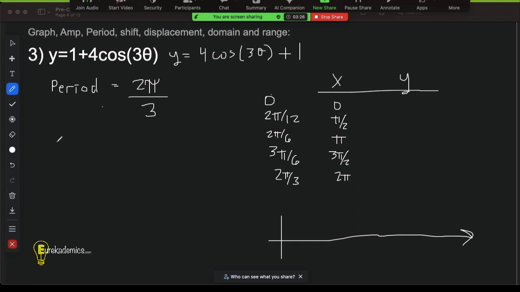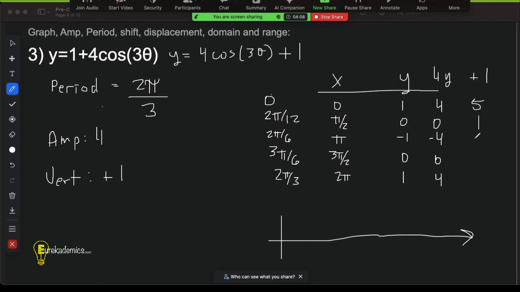Good. Now, amplitude, 4. Mention that. And our original values used to be 1, 0, negative 1, 0, and 1. And we have a vertical displacement or a vertical shift of a plus 1. Okay? So we have to multiply our y and then add 1 to it. So 4y, it's going to be 4, 0, negative 4, 0, and 4. And then when I add 1 more to that, I'll get 5, 1, negative 3, 1, and 5. Excellent. And now we're ready to graph.